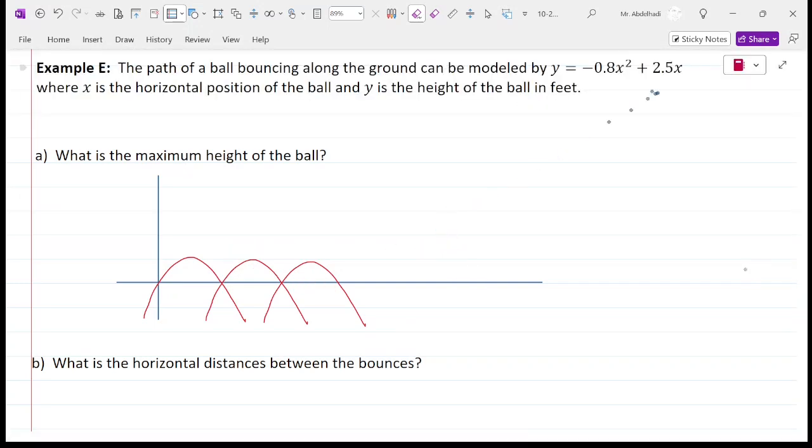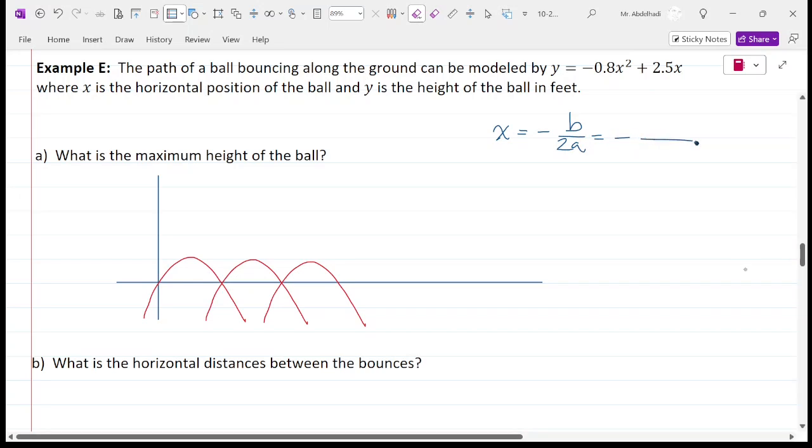And how do we do that? We just did it a minute ago. X equals negative b over 2a. What's my b here? 2.5. And what's my a here? Negative 0.8. Now this is all decimals, and the policy in this class is don't create decimals unless you're given decimals. This is hella decimals, so go ahead, use your calculator and tell me what it is in decimal.